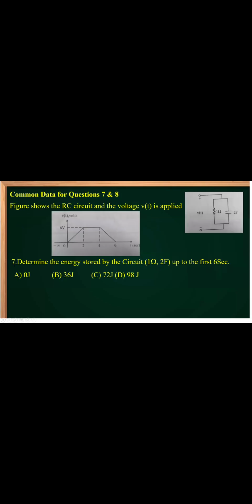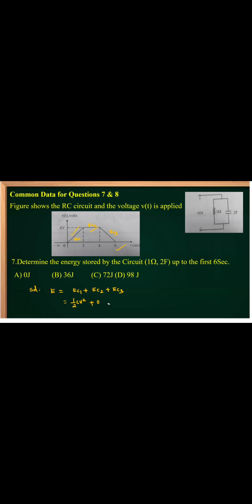Next. This is a common data question for 7 and 8. Determine the energy stored by the circuit. Energy stored means only the capacitor, up to 6 seconds. EC1 plus EC2 plus EC3. EC1 is half CV square. Here EC2, here EC3, half CV square. EC2 is a constant now, dV by dt 0.